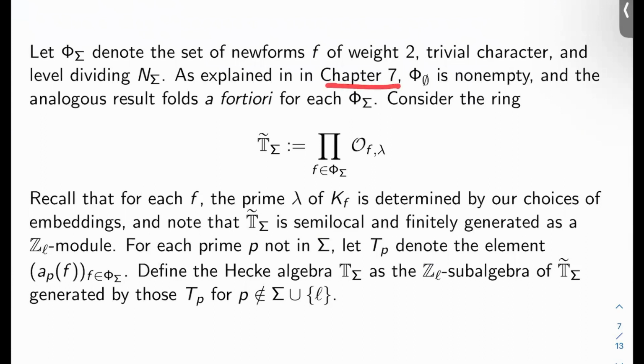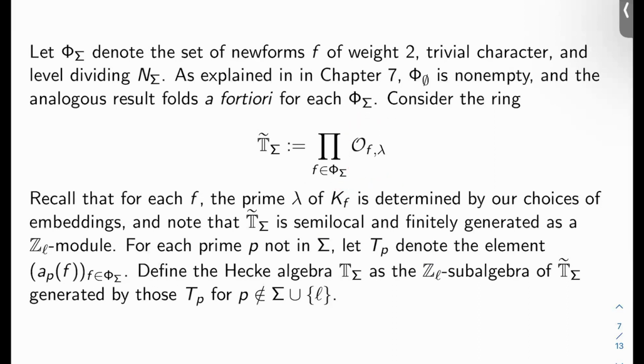As explained in chapter 7 of this playlist, phi sub sigma is non-empty, and of course, an analogous result holds for each phi sub sigma automatically. Okay. So these sets, they actually have things in them. All right. So let's consider the ring T tilde sub sigma, which is the product over f in phi sub sigma of the number rings O_F lambda.